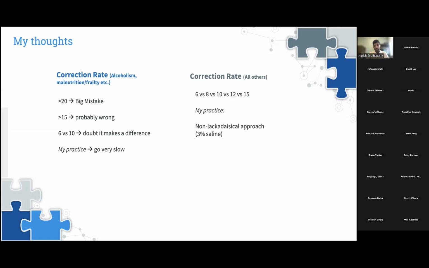Having said that, in all others who do not have these traditional risk factors, I don't think the data supports that 6 versus 8 versus 12 versus 15 makes a big difference. My approach has been to be non-lackadaisical. All I want to do is actually correct the sodium. I just don't let the patient lie there at a particular sodium. I want to make an effort to correct it, and I try to do that the best I can.